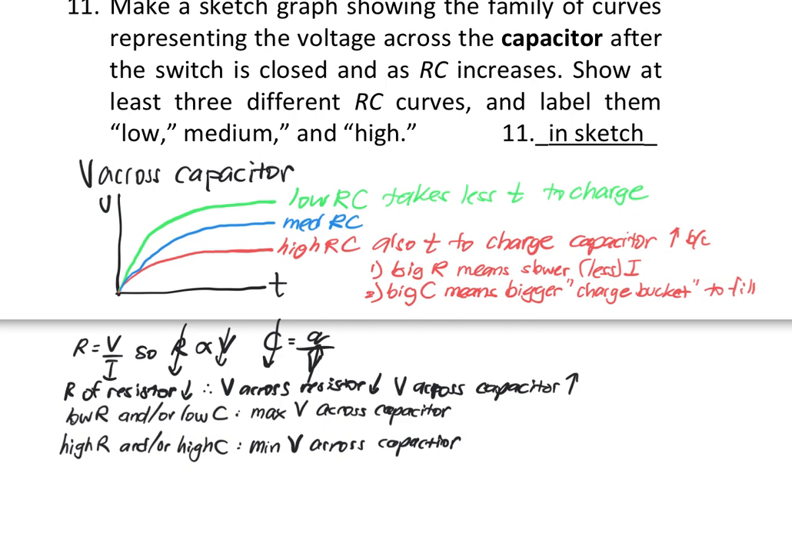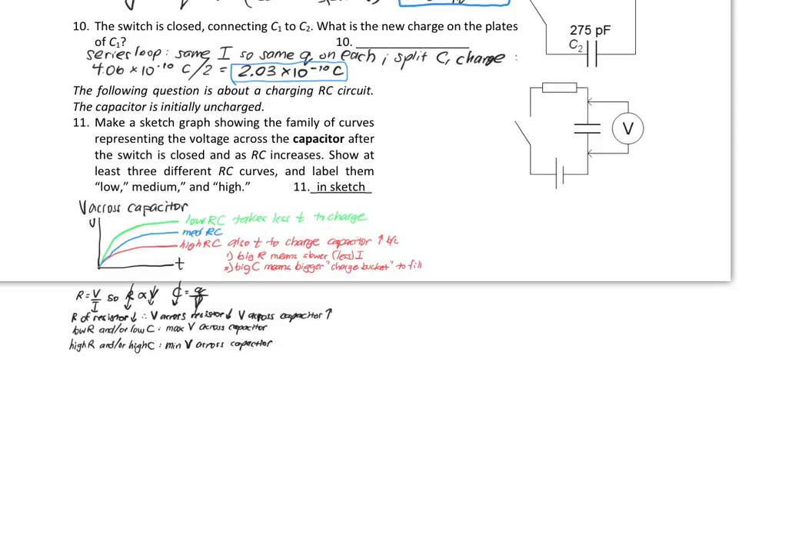The voltage across the resistor is going to be the inverse of that, and it's because the voltage is shared. So whatever the voltage is happening across the capacitor, the inverse is happening across the resistor. These are charging curves.